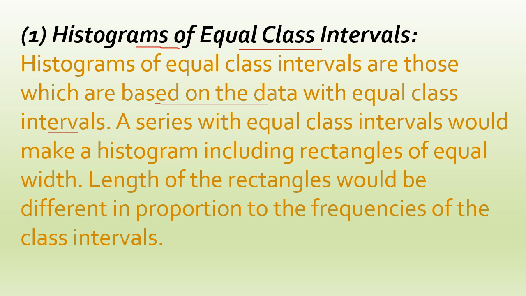A series with equal class intervals would make a histogram including rectangles of equal width. If we are making a histogram on the basis of the data with equal class intervals, that means the width of the bars, or we can say the breadth of the rectangles, would be equal. On the other hand, length of the rectangles or length of the bars would be different in proportion to the frequencies of class interval. Length of the bars would be different according to different frequencies of the class intervals.